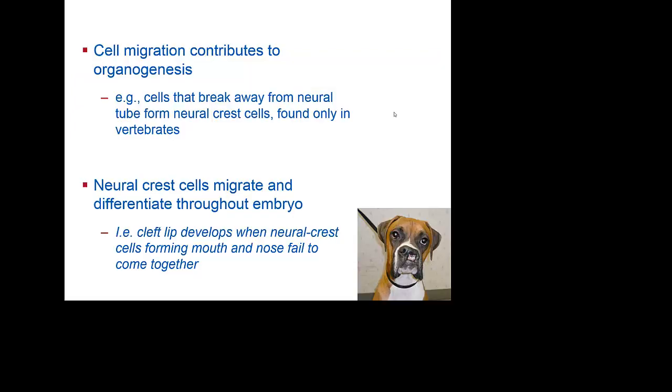And what we see here in our boxer puppy is that those cells, neural crest cells, did not migrate properly. So instead of having a properly formed muzzle in the front, we get a formation of just half the muzzle. So in humans, we refer to this as cleft lip. So the connection between the mouth and nose failed to form properly because the neural crest cells migrated properly on his left side, but on the right side did not.